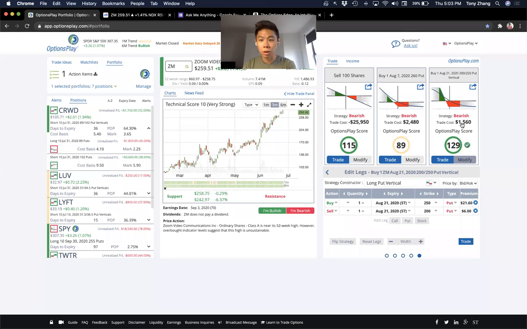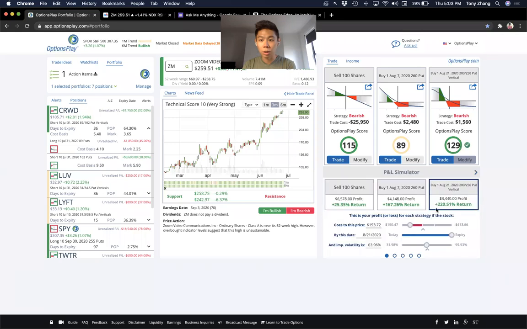If you're wrong, you're risking 6%. If you're right, you're going to make a 220% return on your capital if Zoom does correct that 25% to the downside, down to the 200 level. So that's how it would play if you're bearish here on Zoom.